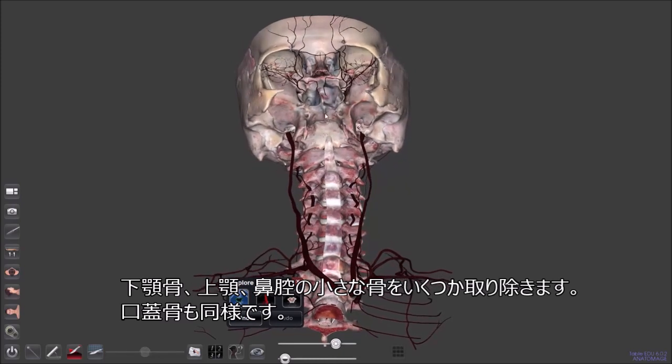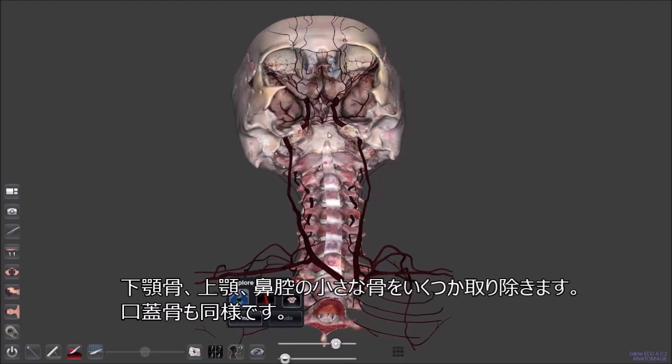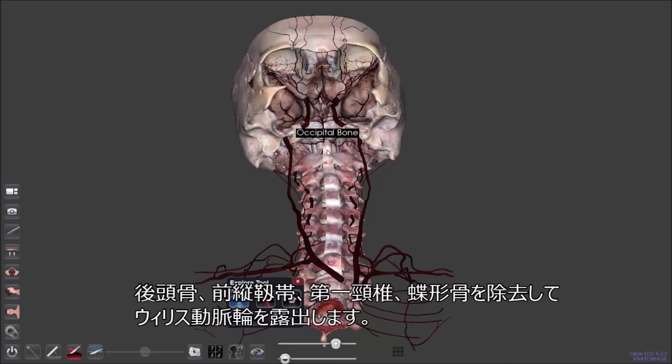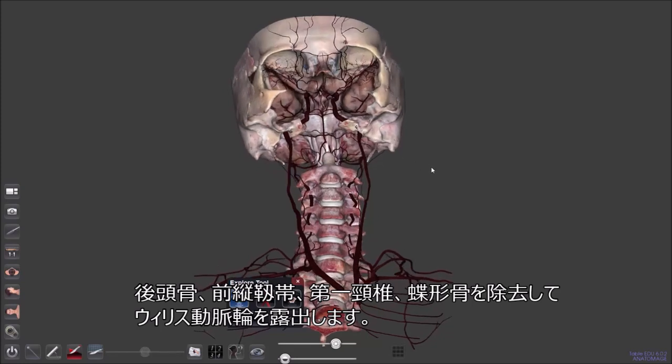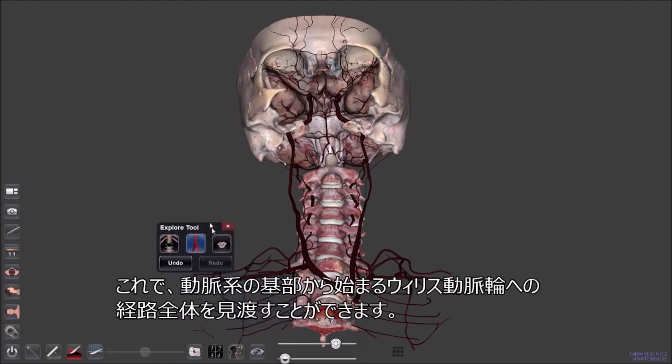Now that these are all gone, we can remove the sphenoid to truly expose the circle of Willis, as well as we'll remove the occipital bone, the anterior longitudinal ligament, and the first cervical vertebrae. Now we can start to see the entire pathway to the circle of Willis.